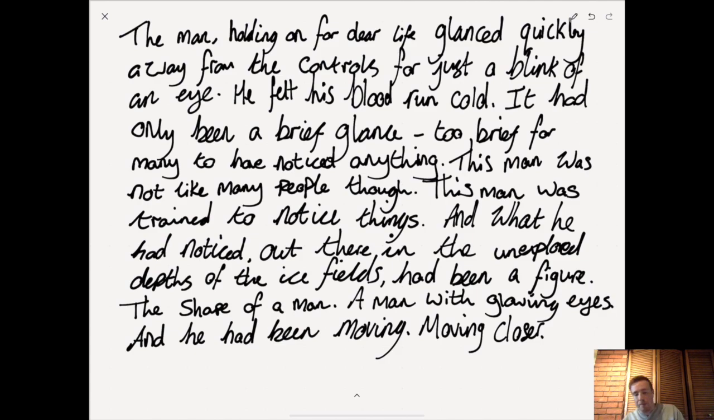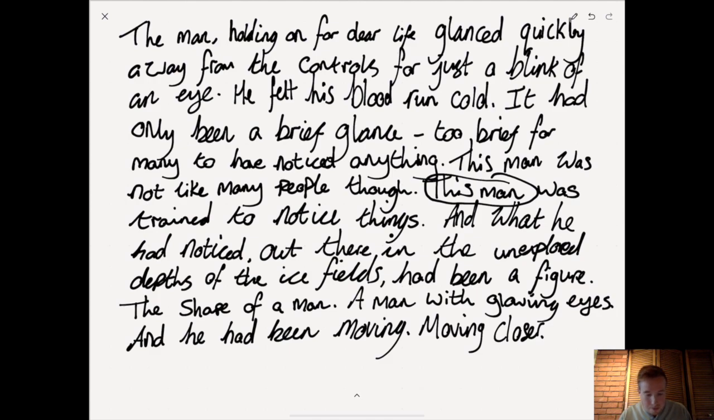So my choice of language there by repeating "this man" allows you, when you read it out loud, to put a bit of emphasis on that. This man wasn't anybody. This man was trained to notice. And what he had noticed out there in the unexplored depths of the ice fields had been a figure, the shape of a man with glowing eyes, and he had been moving closer. So by those short sentences, you can leave lots of dramatic pauses in there.